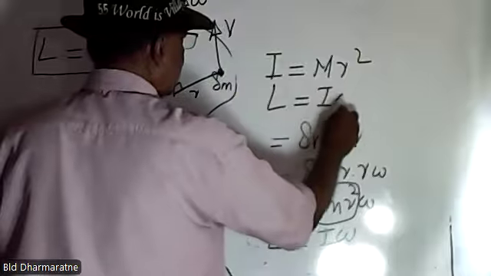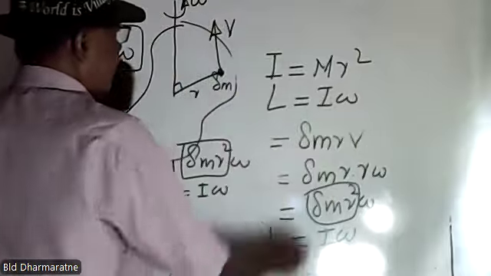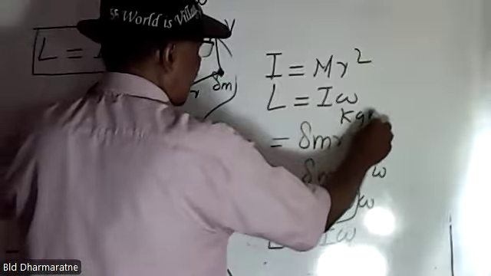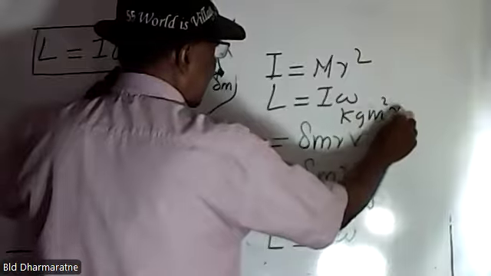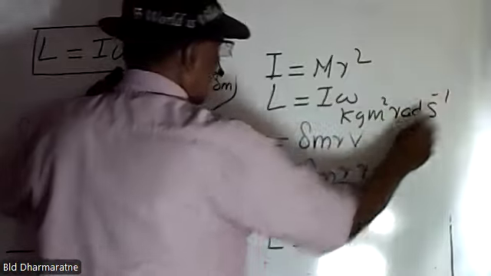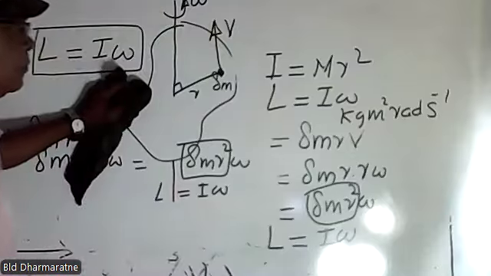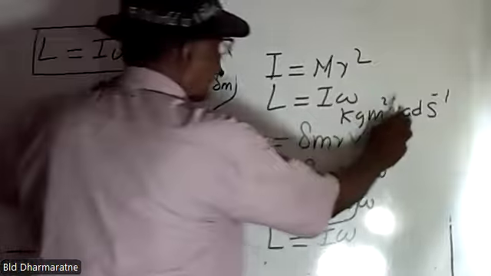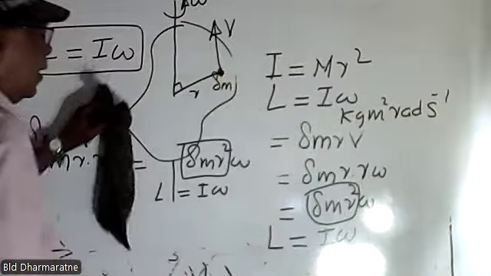What is the unit? Kilogram meter squared radian per second. Angular momentum has units of kilogram meter squared radian per second. Why? Omega is in radian per second.